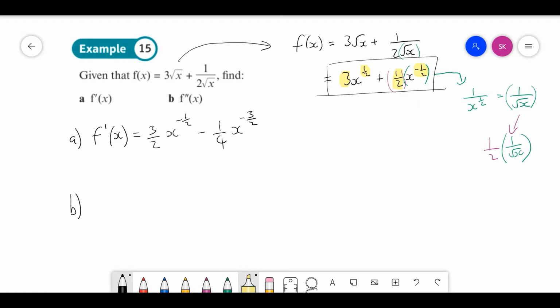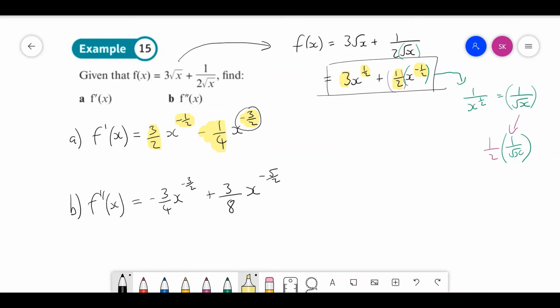Part B, second derivative. Again, it's negative a half times the coefficient, which is 3 over 2. And that is negative 3 over 4, x to the power of negative 3 over 2. Next part, negative 3 over 2 times negative 1 over 4. Well, negative 1 times negative 3 is positive 3 over 4 times 2 is 8. And I've got x, and then taking away 1 from this gives me negative 5 over 2. And that's the second order derivative there.